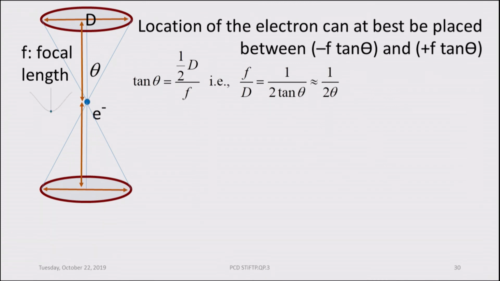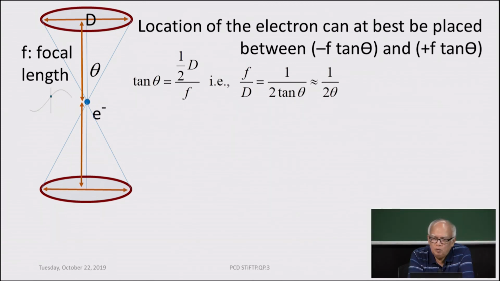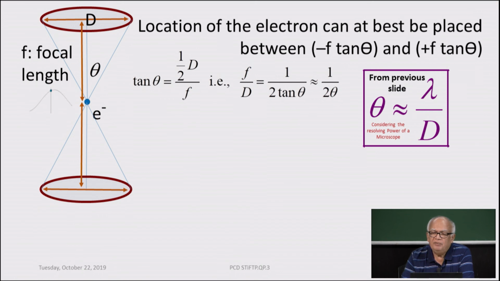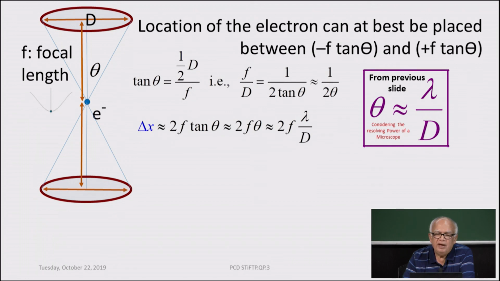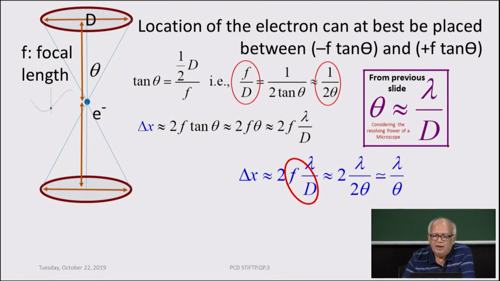So, from geometry you see that f over d is 1 over 2 theta for small angles. Sin theta is nearly equal to theta, tan theta is also nearly equal to theta, cosine theta is nearly equal to 1. And from the previous slide we have theta equal to lambda over d. So, we can put the two relations together and get the position uncertainty to be of the order of 2f times lambda over d. And what is f over d? f over d is 1 over 2 theta. So, you get delta x equal to lambda over theta.